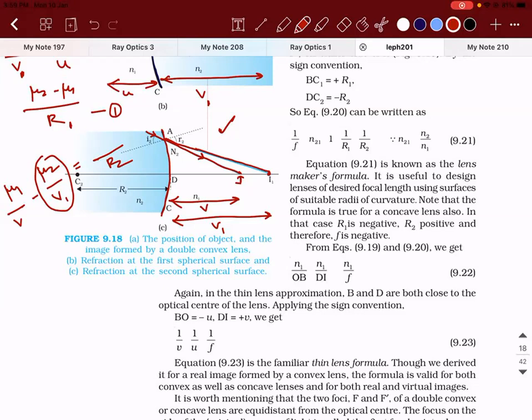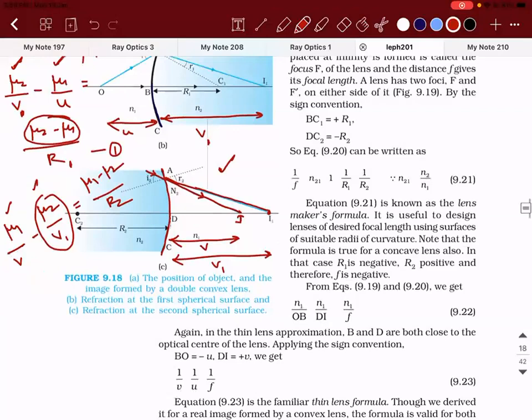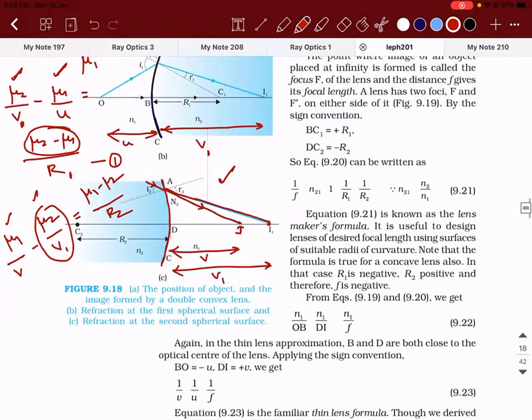So by R2, R2 means what? Mu1 minus mu2. Guys, did you understand? Here mu2 by v1 minus mu1 by u, right? So on the right hand side, if you see, it is mu2 minus mu1, so first refractive index minus second. So in the second case, it will be mu1 minus mu2. These are the two crucial steps of this derivation. I'll call this equation number 2.